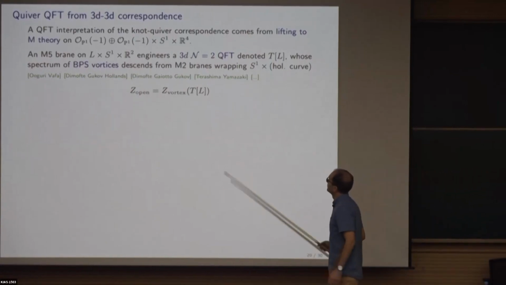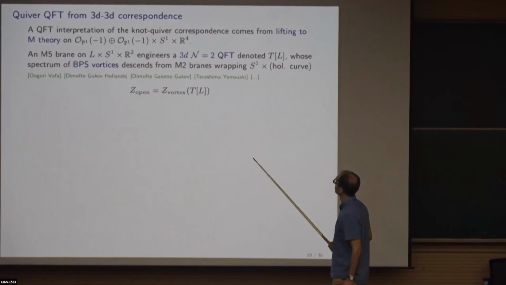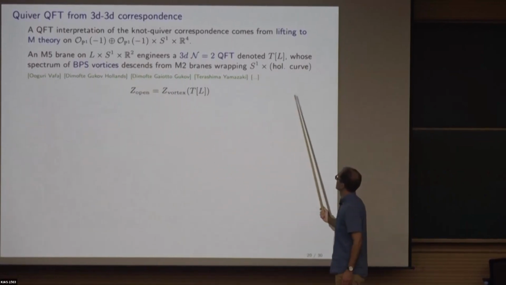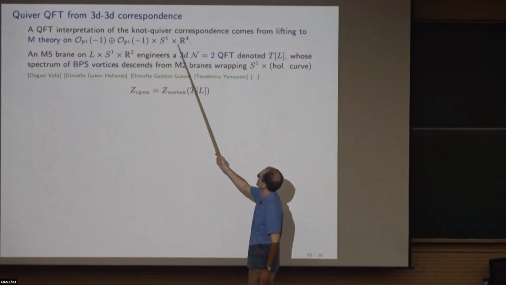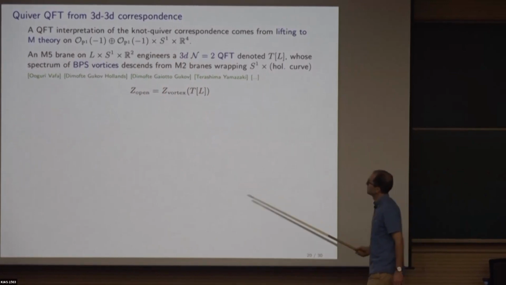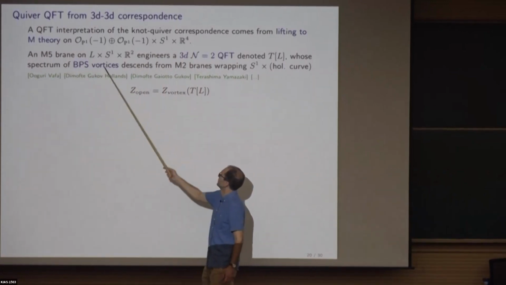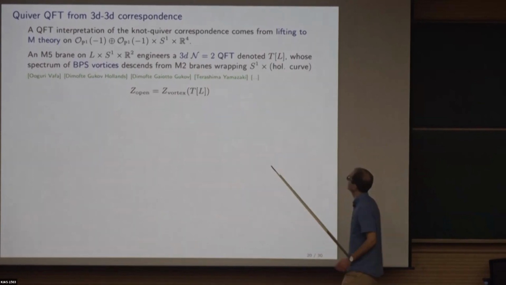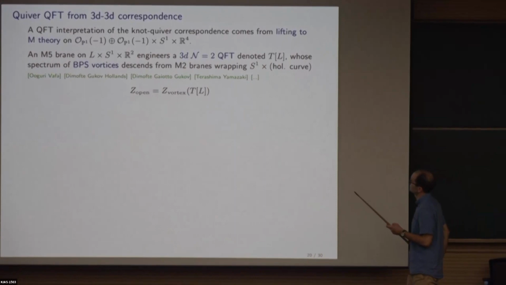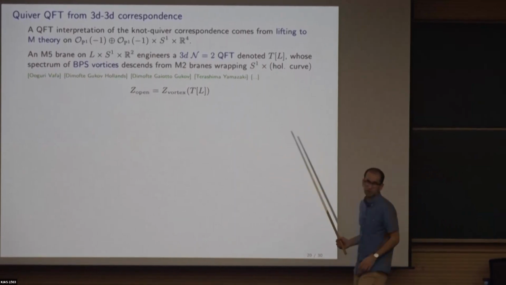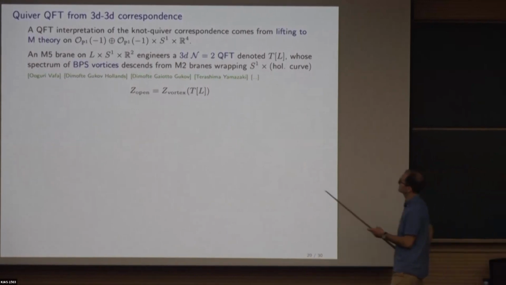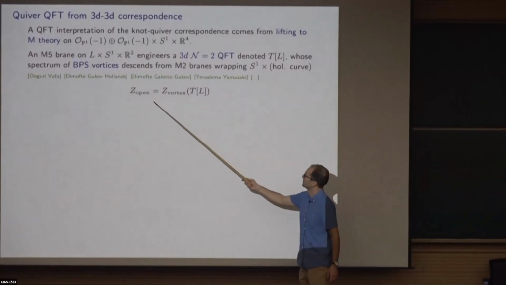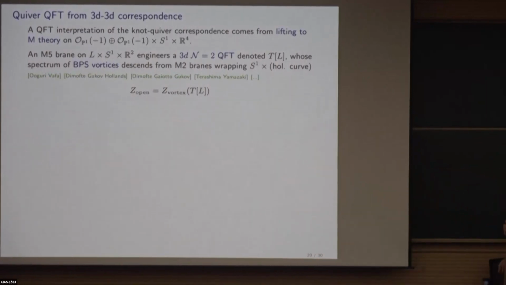Now, there's a QFT side of this story. So now we come back to the lift to M theory. What we can do is take the resolved conifold. It's a Calabi-Yau, so we can do M theory on the conifold times S^1 times R^4. And on the Lagrangian L, we can consider an M5 brane on L times S^1 times R^2. So by 3D-3D correspondence, this engineers a three-dimensional theory with 4 supercharges denoted T[L]. The spectrum of BPS vortices of that theory then is what descends from M2 branes wrapping the circle times a holomorphic curve. So the open string partition function then coincides with the vortex partition function of T[L].